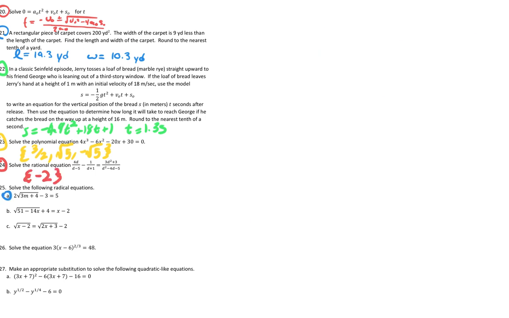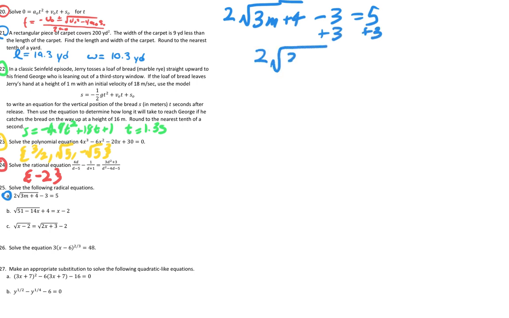So next we're going to look at 25a. So 2 times the square root of 3m plus 4, minus 3 is equal to 5. And we want to solve for m. So we want to get everything together. So I'm going to add the 3 there. So we're going to have 2 times the square root of 3m plus 4 is equal to 8. Next thing we want to do is divide both sides by 2. So we're going to have the square root of 3m plus 4 is equal to 4.